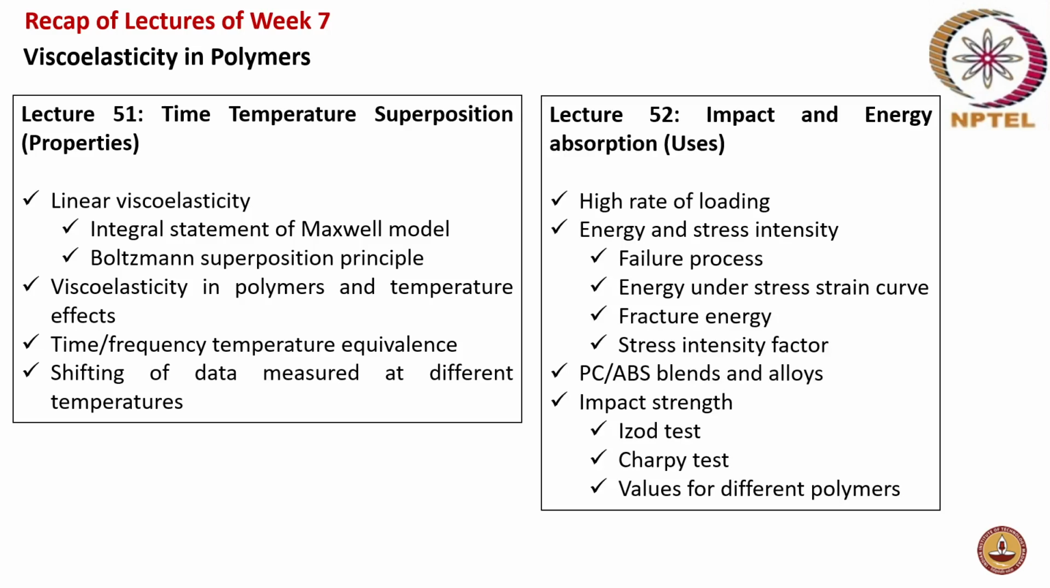And then lecture 52 was on impact and energy absorption. So high rate of loading, and energy and stress intensity, what is the failure process, energy under a stress strain curve, fracture energy, stress intensity factors, and then polycarbonate and ABS blend and alloy, and how the property varies in the case of blend and alloy was discussed. And what are the different impact tests, like the Izod test and Charpy test were discussed, and values for different polymers were also shown.